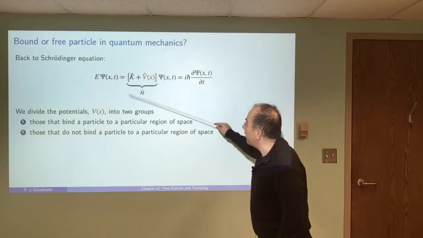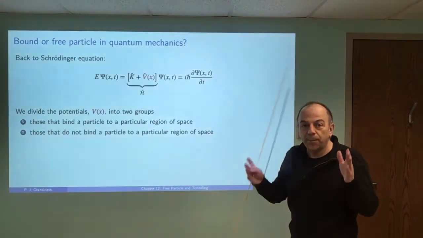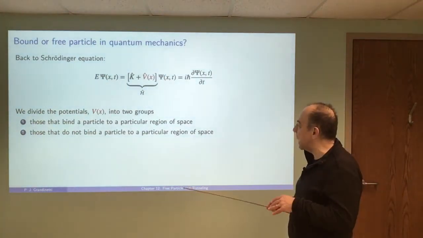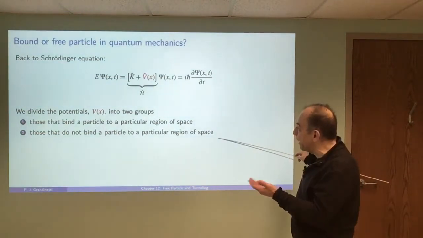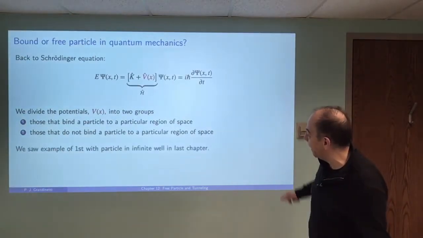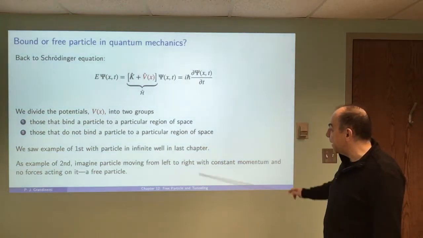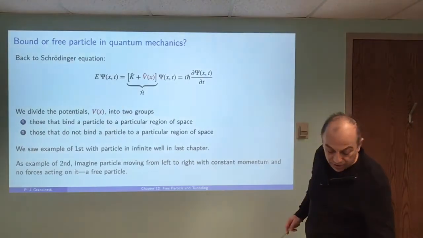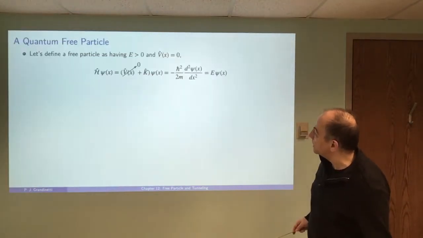So we're going to imagine our particles divided into two groups. Those that will bind the particle to a particular region, and we saw an example of that in the previous chapter when we talked about the particle in the box. And then we're going to talk about, in this chapter, mainly potentials that don't bind the particle to a particular region in space. So as I said, we saw an example of the first kind in the infinite well, but in this chapter, we're going to look at what we call the free particle, where the potential is not able to bind the particle to any region in space.